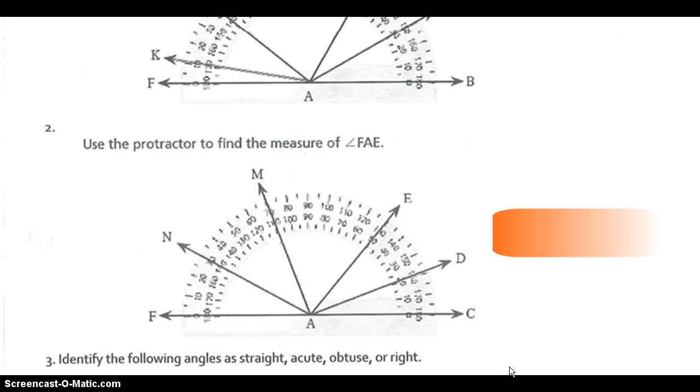Question 2 says use the protractor to find the measure of FAE. So we'll trace over again. Here's FAE, which would be this entire angle. So we can really just ignore these two lines, M and N. FAE is clearly bigger than 90 degrees, which means it's going to be one of the numbers on the top. The measure of FAE is 130 degrees.